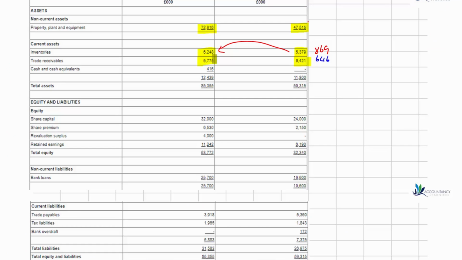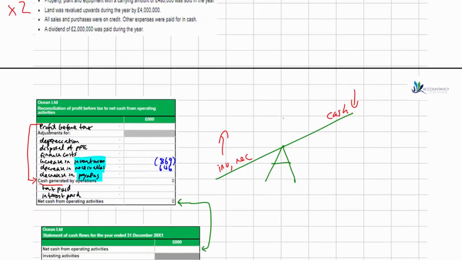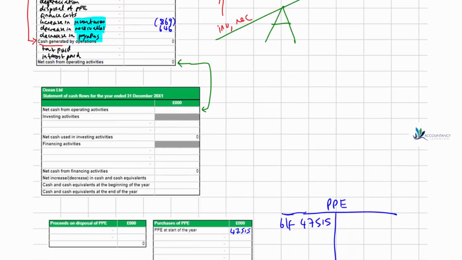Next, we have cash and cash equivalents. So you see we have nothing at the beginning of the year, but we've got 416 at the end of the year. So let me highlight that now because I'm about to put it in my answer. So that's going to be right at the very bottom of our answer that we have 416 cash and cash equivalents at the end of the year.